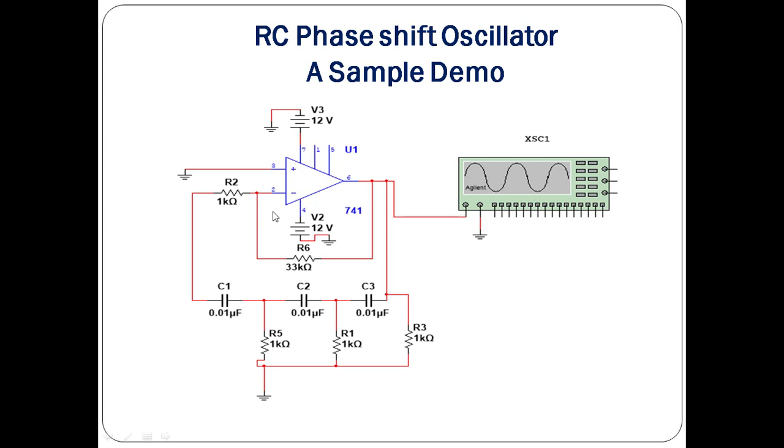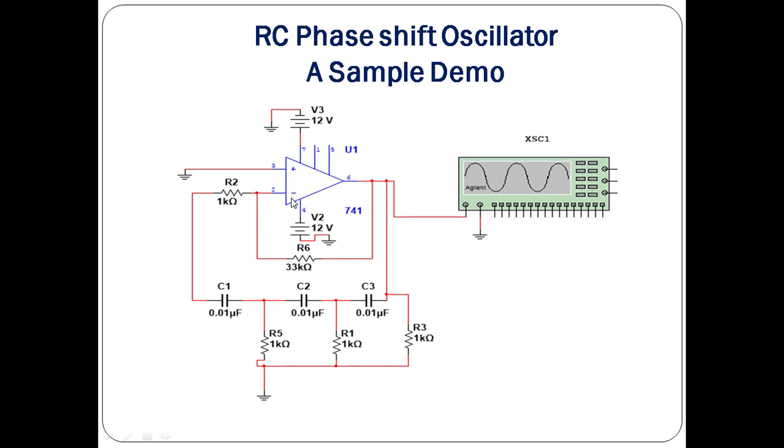In order to compensate that, we need to set the required gain. Where A is the voltage gain of the amplifier and beta is the attenuation factor. If the attenuation factor is 1 by 29, then in order to achieve the first condition, A should be at least 29 or greater than 29. So in this case, the voltage gain of the amplifier should be greater than 29. The feedback resistor I have used here has the value 33 kilo ohm, and the input resistor is 1 kilo ohm.